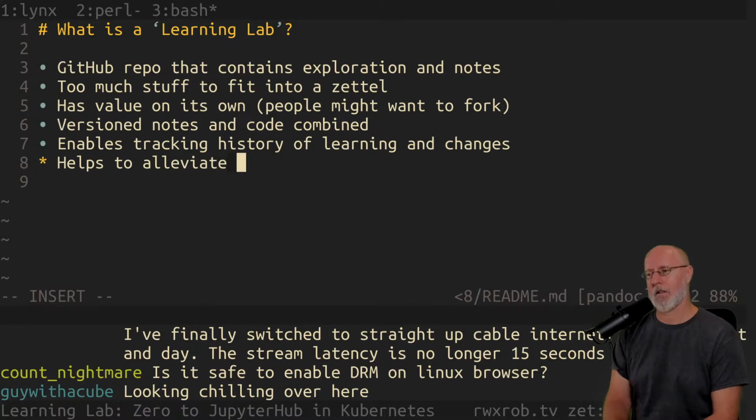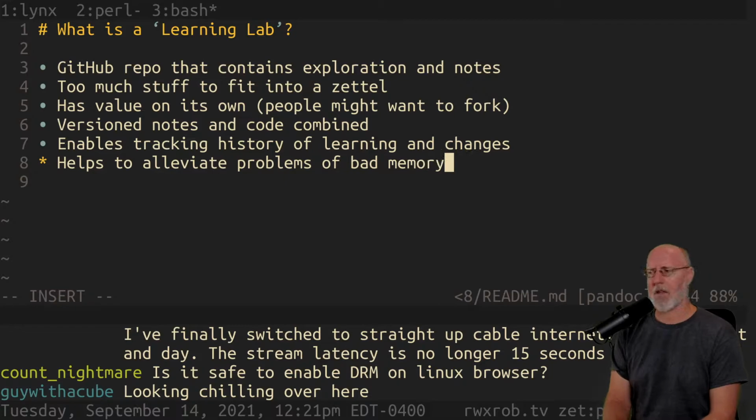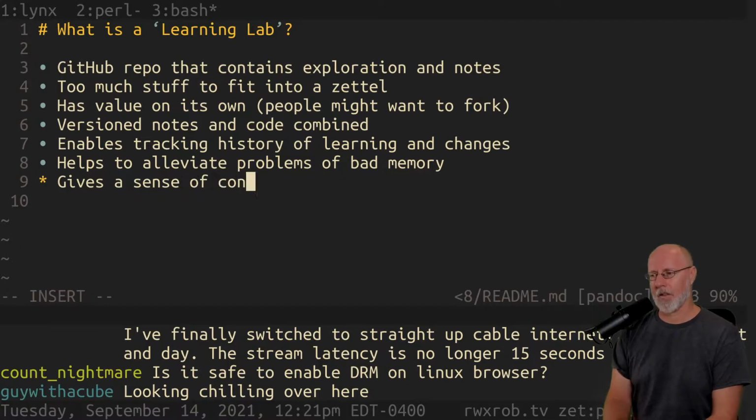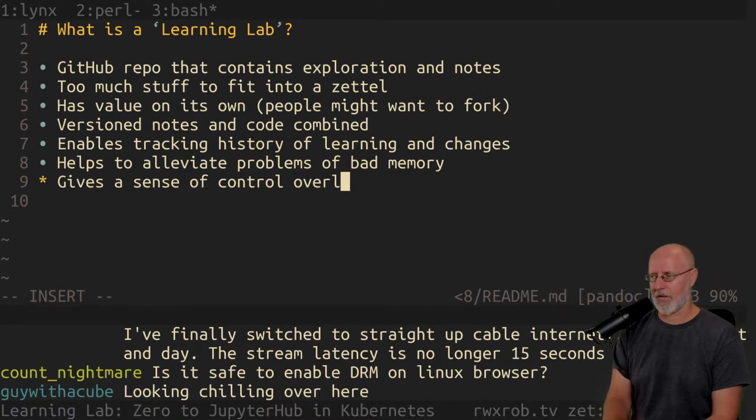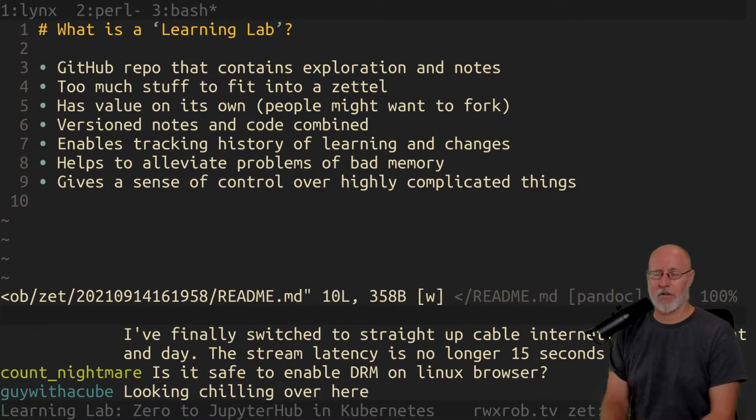alleviate problems of bad memory, because I have a bad memory. And when you're talking about something as complex as this, it gives a sense of control over highly complicated things. So that's another main reason. So that's what a learning lab is.